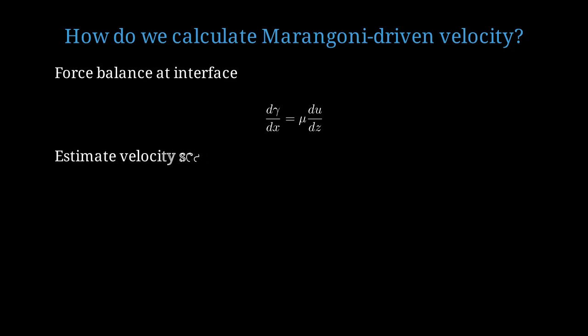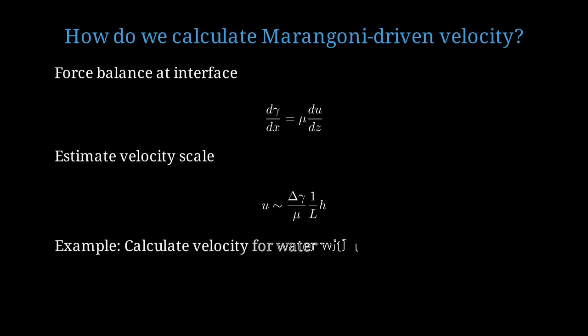If we estimate du/dz as velocity divided by layer thickness h, we get the velocity scale. U is approximately Δγ over μ times 1 over L times h, where Δγ is the total surface tension change over length scale L.